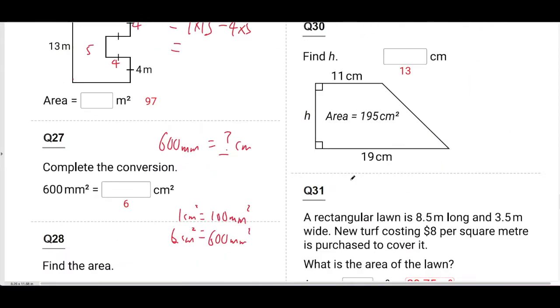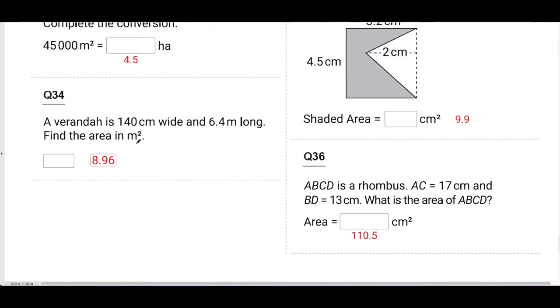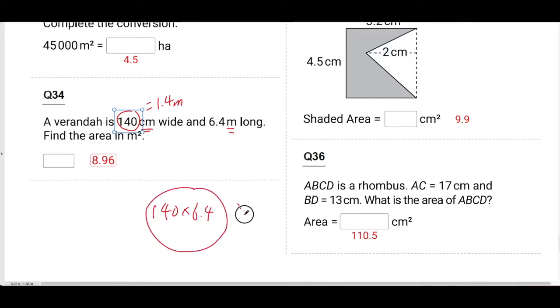Now, question 34. A veranda is 140 centimeters wide and 6.4 long. What's the area? Okay, this is the same question as the other one, except you need to convert this to meters, right? Because it's asking for square meters. So 140 centimeters is 1.4 meters. So if you multiply these two numbers, you should get this. So what I'm going to assume is a lot of you just typed 140 times 6.4, and that's just completely wrong. Because remember, you cannot times two lengths unless they're the same unit, right? So this is wrong.